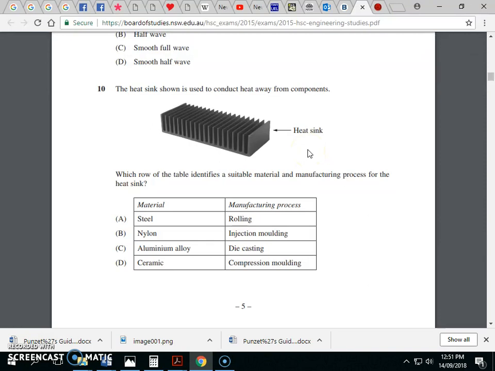Okay, this question I think I gave you. It's a bit contentious, but I gave it to you, I think, in a trial.